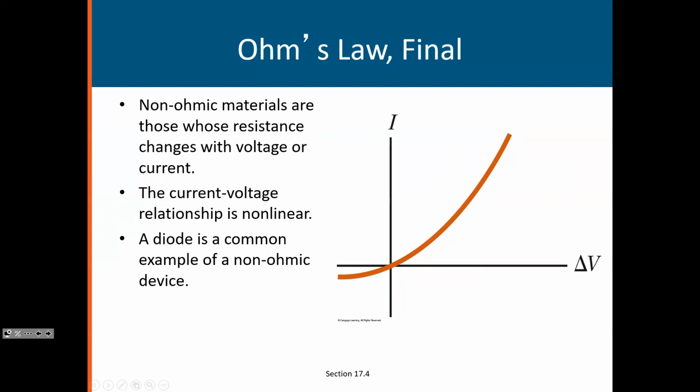Right, now here is another graph. It's not a straight line, so it is not an ohmic device. It is a non-ohmic device. Usually semiconductors, which are between insulators and conductors, show something like this. They don't have a straight line. So the resistance changes. We don't have a constant value for resistance. The current-voltage relationship is non-linear. An example is a diode. It's a very important circuit element in electronics.